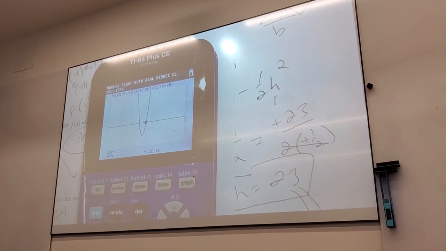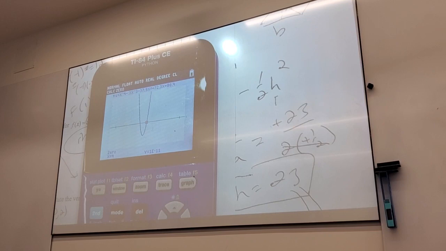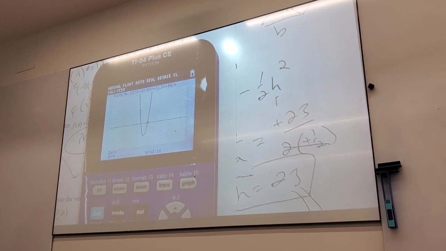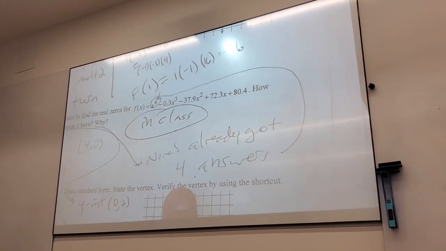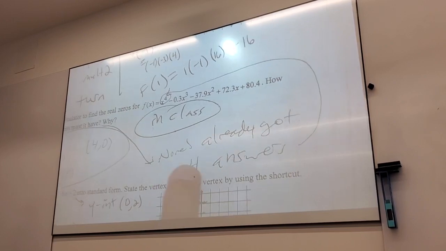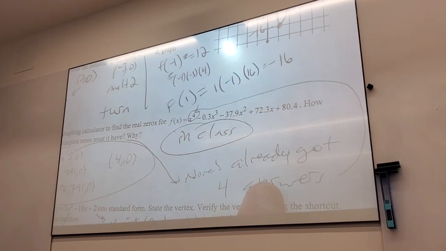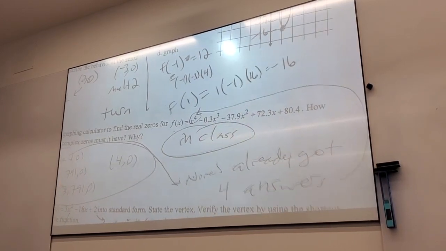So you want us just to find all of them? Yes. You want that big line? Okay. And the big idea for this one is, since we already got 4 answers, we don't need any complex ones.